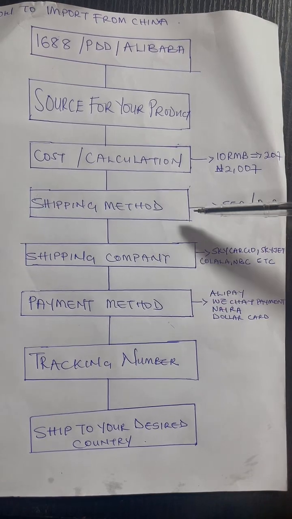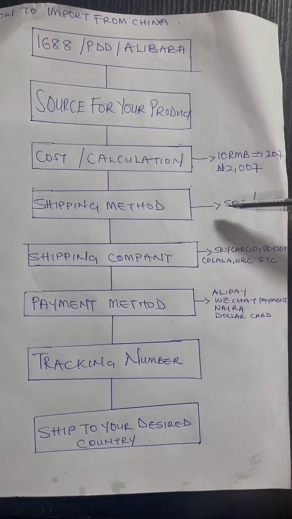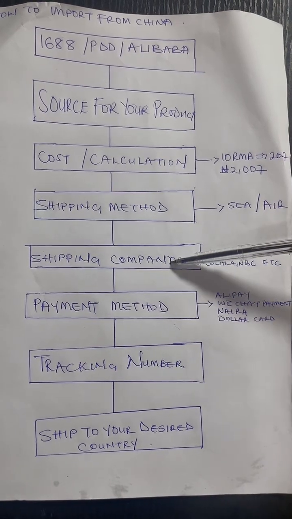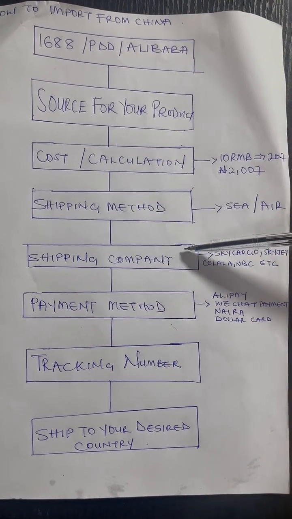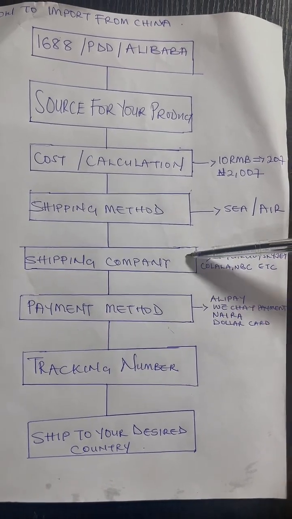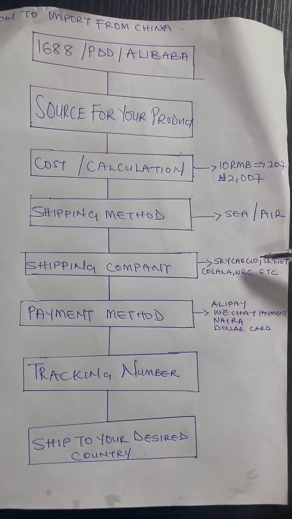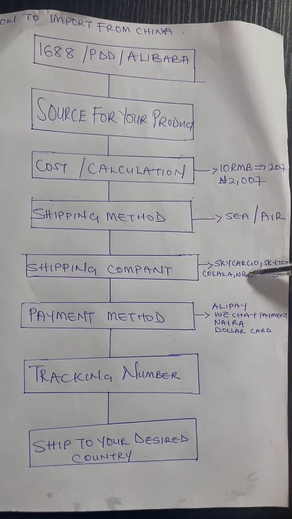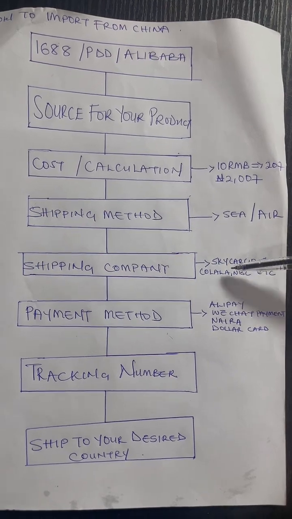So after you must have known the shipping method you want to use, be it sea or air, the next thing you want to know is the shipping company you are going to use. And we also have different shipping companies. We have Sky Cargo, Skyjet, Kolala, NBC. We have a lot, we have many more. So it depends on the one you really feel like using.